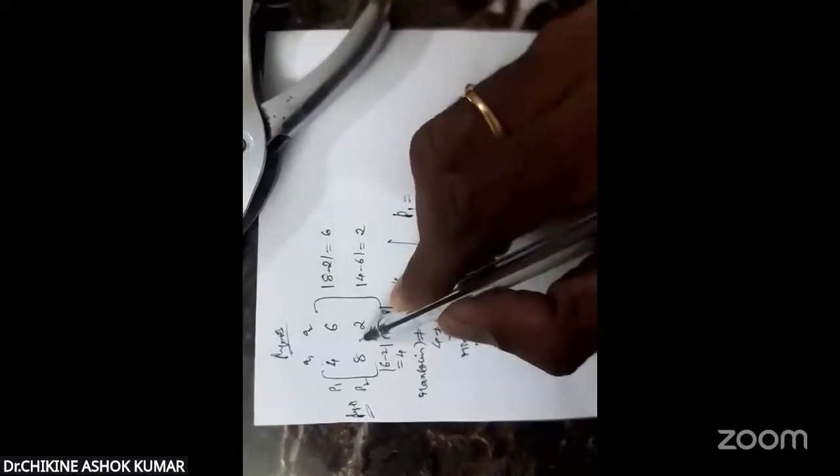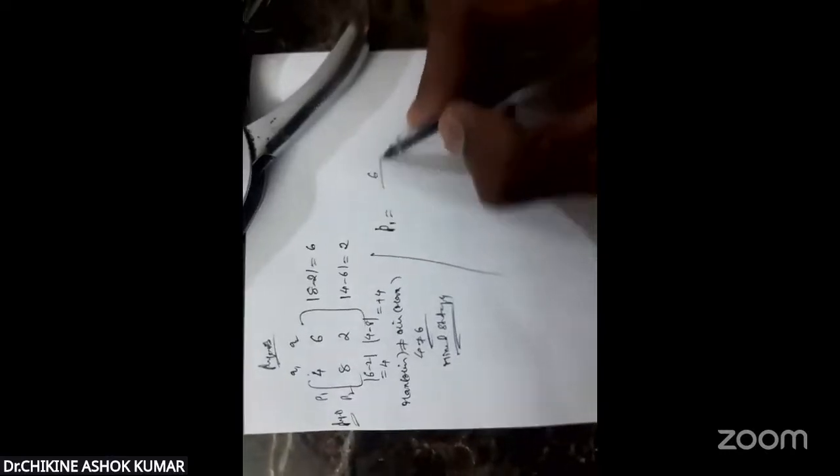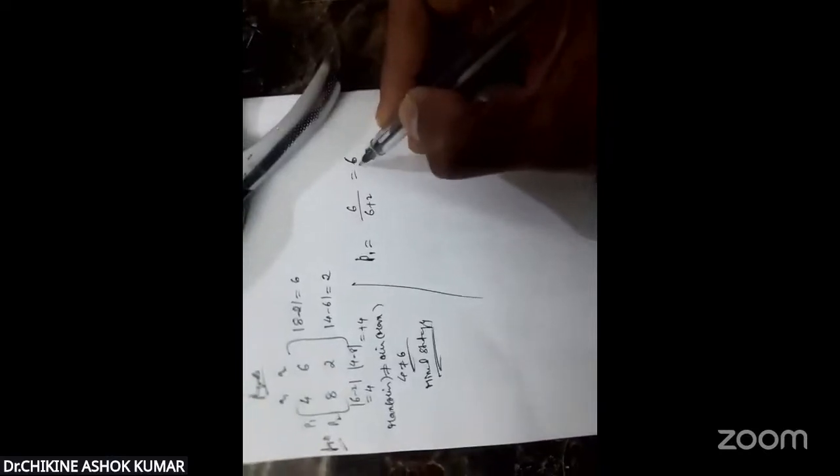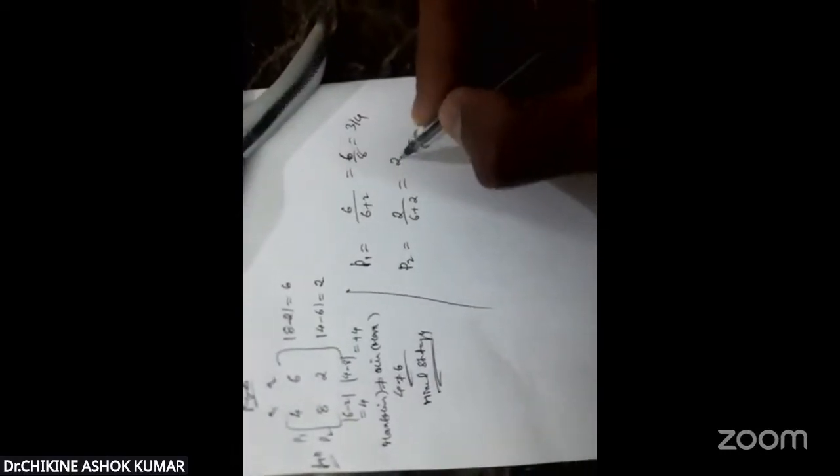Now coming to the formulas. What is the P1 formula? P1 is the strategy of player A. P1 is this distance divided by the sum of these two. This distance is 6, so 6 divided by the sum 6 plus 2, which is 6 by 8, so 3 by 4. Is it clear? This is the P1 value. Coming to P2, this distance divided by the sum of 6 plus 2, so 2 by 8, which is 1 by 4. I got P1 as 3 by 4 and P2 as 1 by 4.